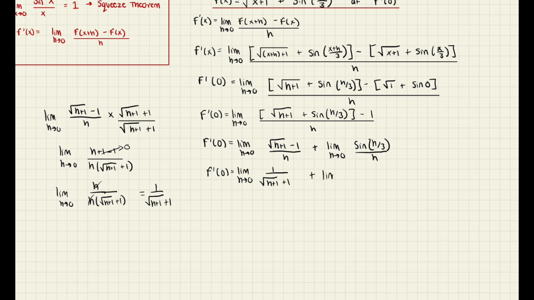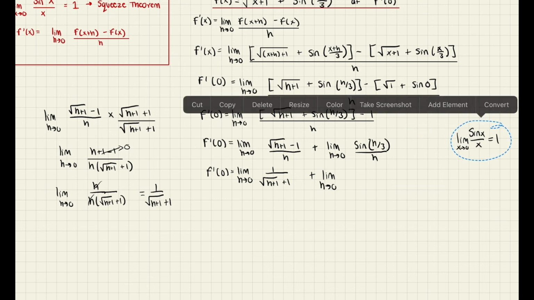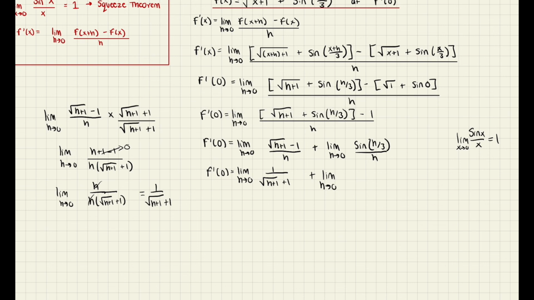We're going to add that to the limit as h approaches 0. And here we notice that we have a sine h over 3 over h. Now it's not exactly what we want. It doesn't follow the sine x over x condition that is equal to 1, the limit as x approaches 0. So we kind of want to get this. And how do we get this? So we would need h over 3 in the denominator. So I'm going to multiply by 1 over 3 at the top and 1 over 3 at the bottom.